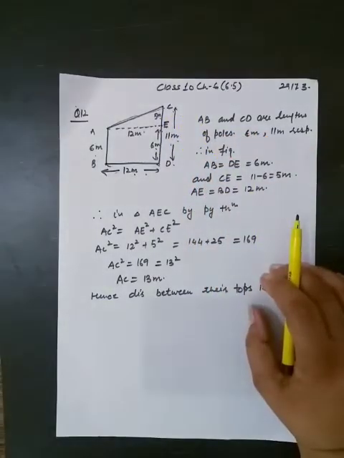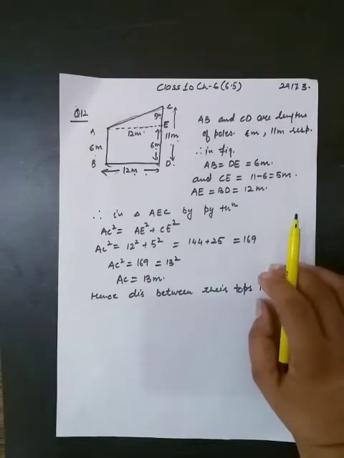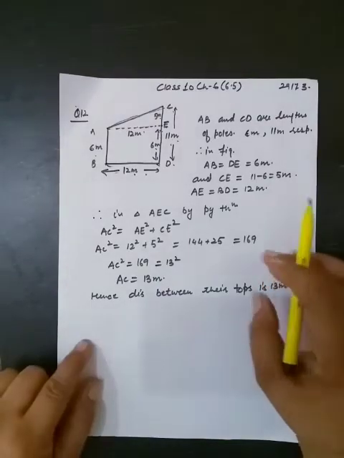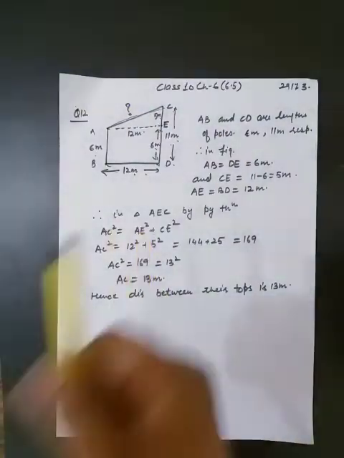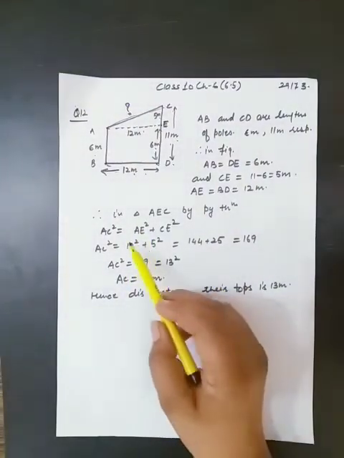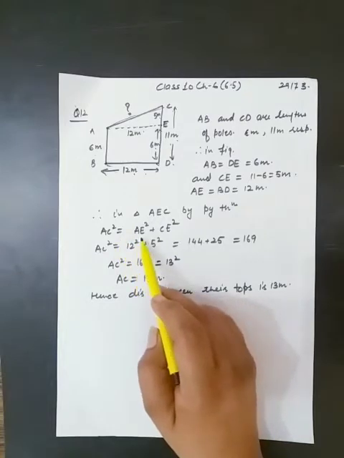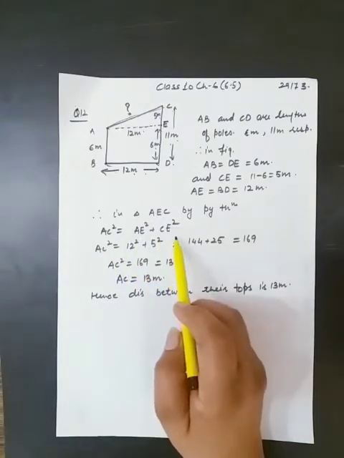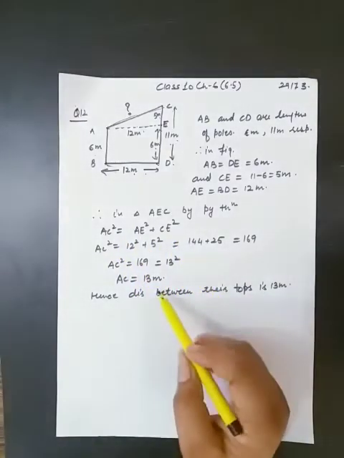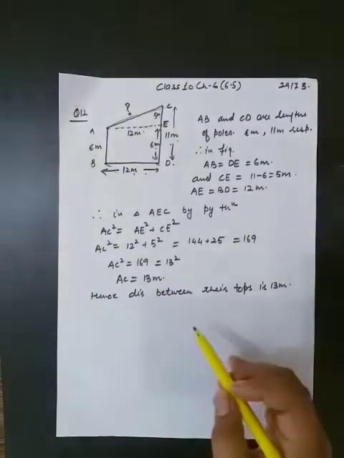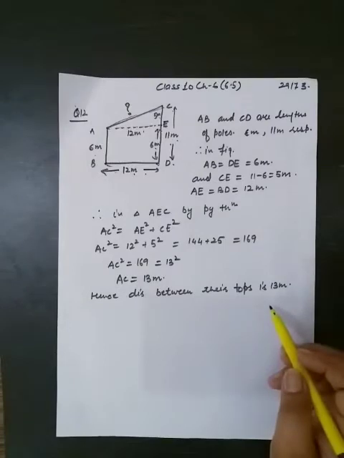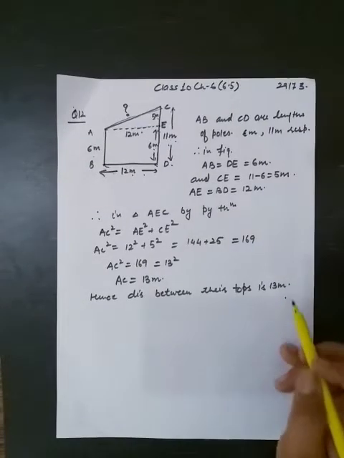Now in triangle ACE you have the values of AE and CE. Again we can apply Pythagoras theorem to find AC. In triangle AEC, AC square is equal to AE square plus CE square, and when you put the values and solve, you will get AC is 13 meter. Hence the distance between the tops of poles is 13 meter.